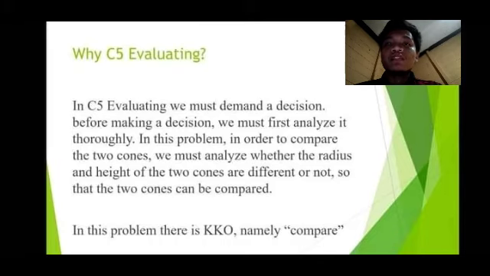Next, why C5 evaluating? In C5 evaluating, we must make a decision. Before making a decision, we must first analyze thoroughly. In this problem, in order to compare the two cones, we must analyze whether the radius and the height of the two cones are different or not, so that the two cones can be compared. In this problem, there is also a KKO, namely compare.